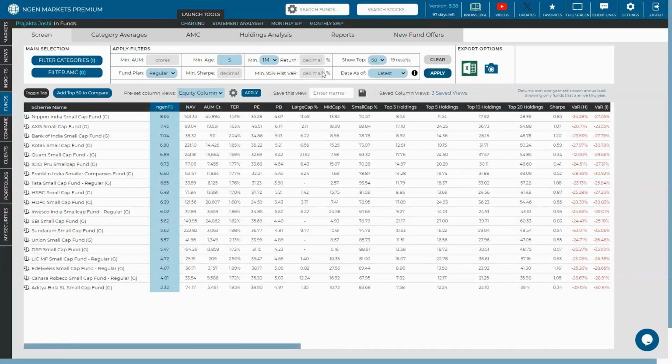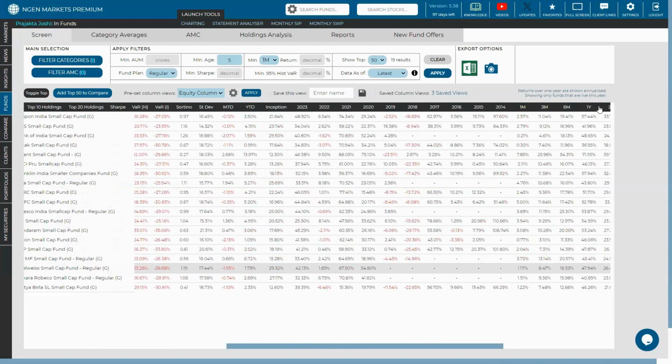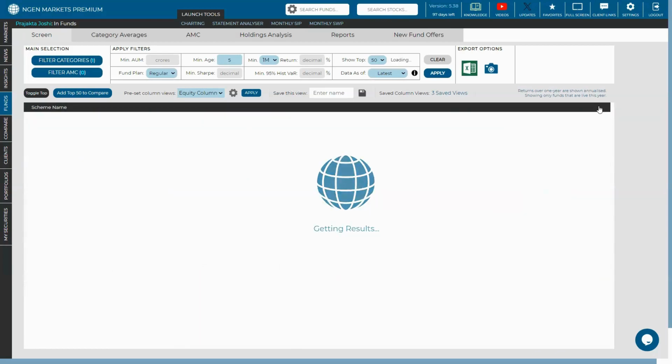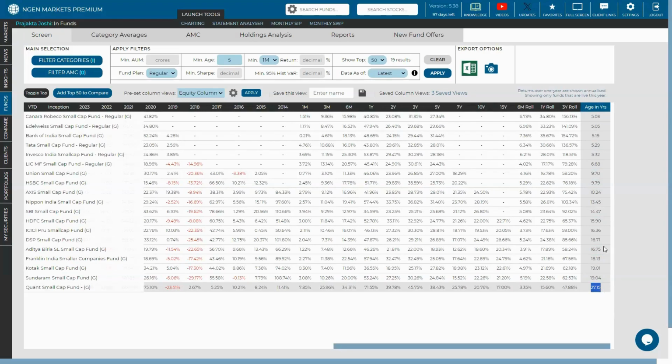The moment you do that, now you will see only those funds which have been around for a period of 5 years. How will you verify this? So for that, you either scroll in using the scroller at the bottom, which will take you to age in years as a column. In this case, of course, you can sort this ascending descending order. You see the youngest fund in this case is a Canara Robeco small cap fund, 5.03 years old. And the oldest fund is a quant small cap fund, that's a 27-year-old fund, right? All the younger funds have gotten removed.